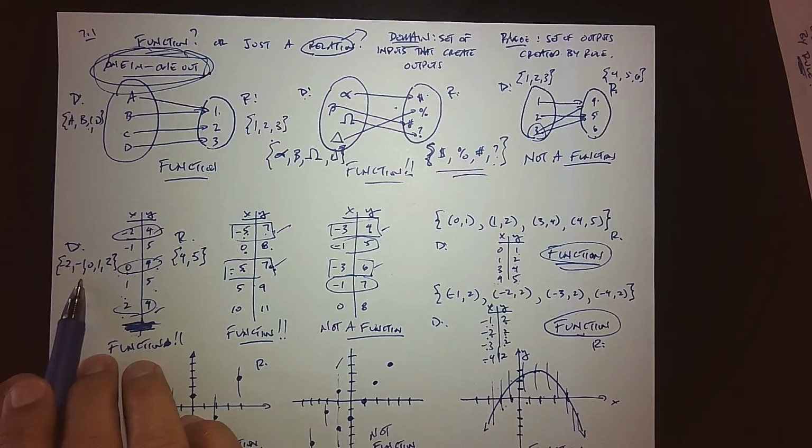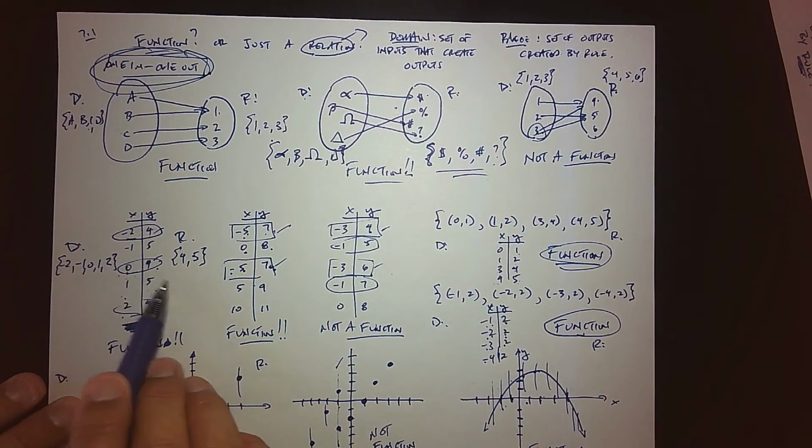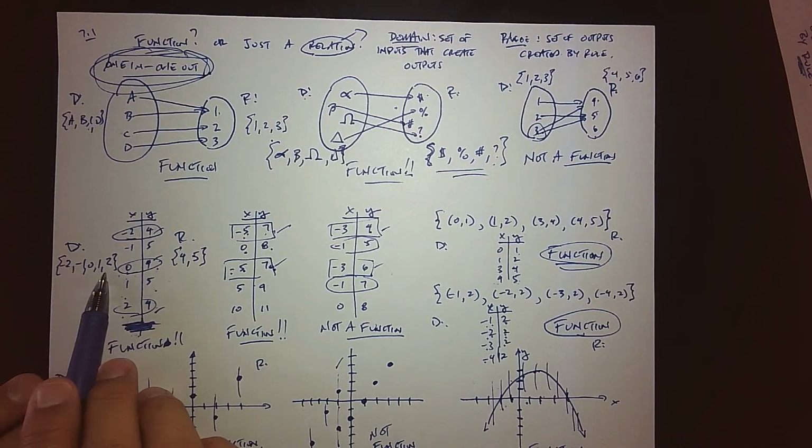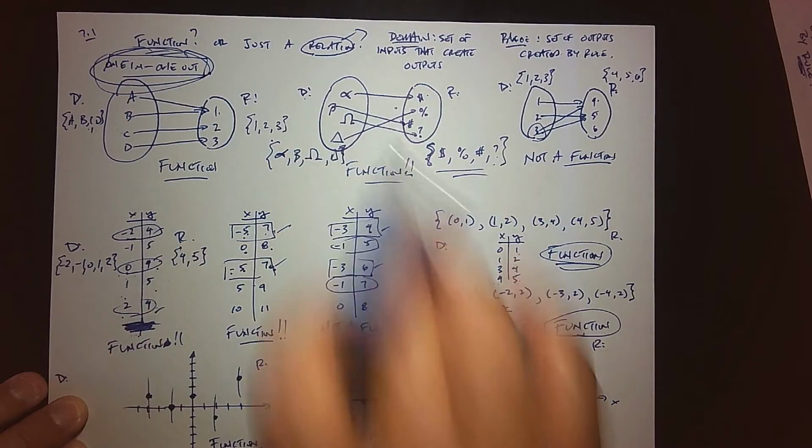So again, domain: values that I can put in that actually create an output. This domain had 5 values in it. This range had 2. All right, so let me back away from schematics.